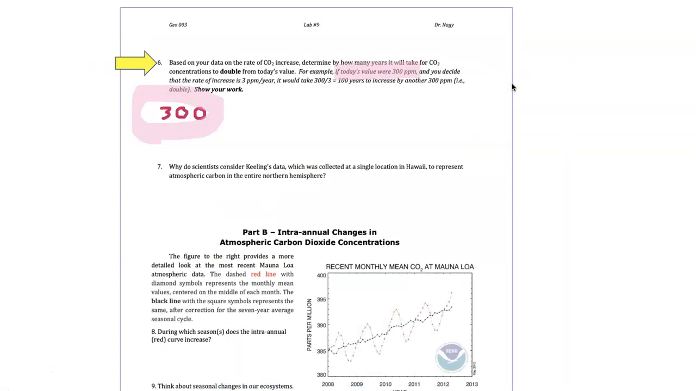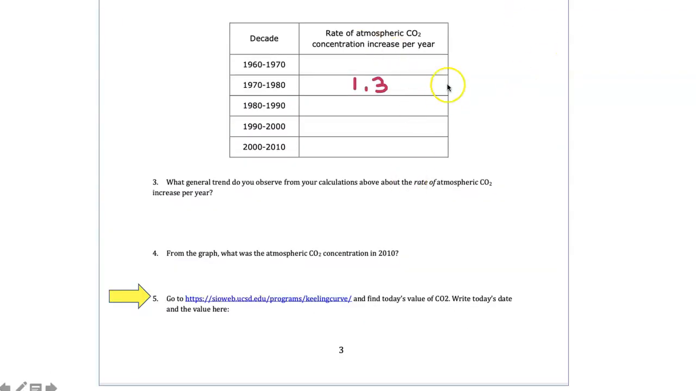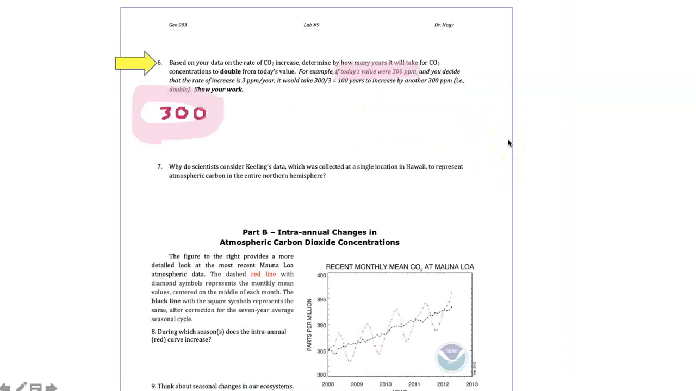But whatever you find today's value is in the previous question, and then you decide the rate of increase is 3 ppm per year. So these two things are your choice. Where would you get 3 ppm per year? Well, that again would be from looking at this table and the trend and thinking about, what's this trending towards? Is it getting higher and higher? Is it getting lower and lower? Do I want to use 1.3? Do I want to use 2? So that's kind of your choice.